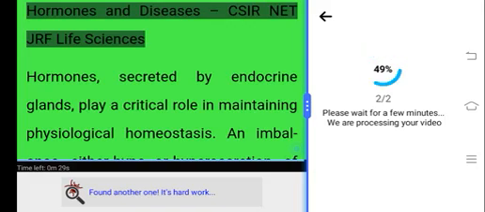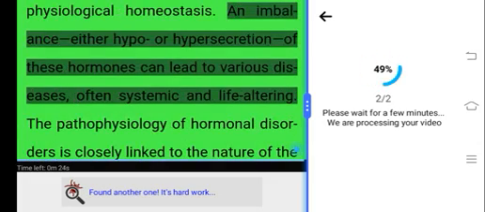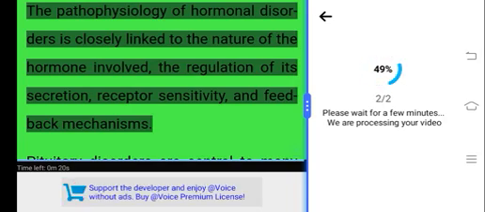Hormones and diseases. CSIR NET JRF Life Sciences. Hormones, secreted by endocrine glands, play a critical role in maintaining physiological homeostasis. An imbalance, either hypo or hypersecretion, of these hormones can lead to various diseases, often systemic and life-altering. The pathophysiology of hormonal disorders is closely linked to the nature of the hormone involved, the regulation of its secretion, receptor sensitivity, and feedback mechanisms.